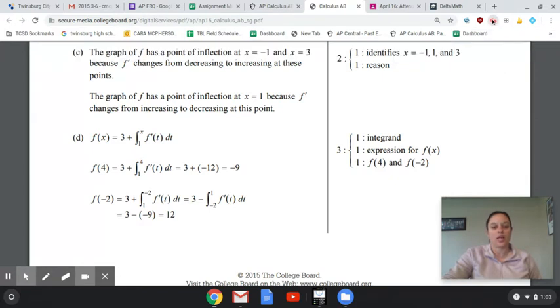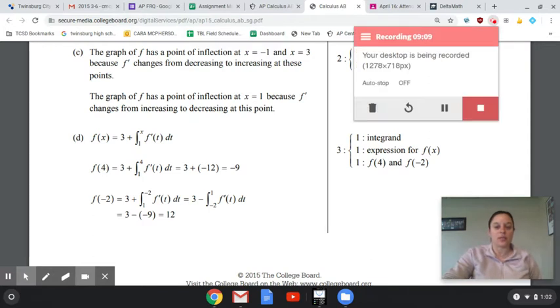So that was question 5. Really good curve analysis with a little bit of chapter 4 at the end, which I liked. And then I'll continue with number 6 next.